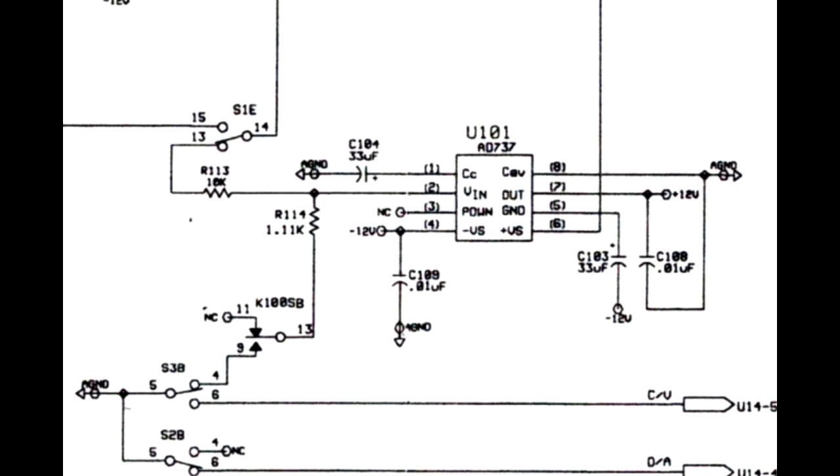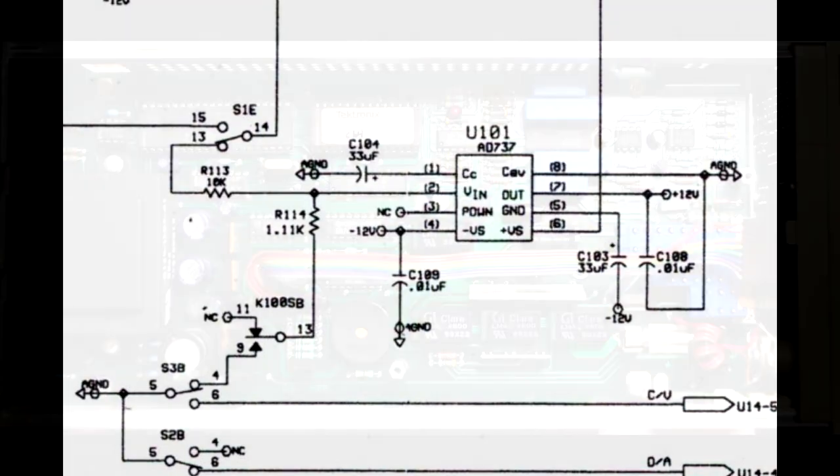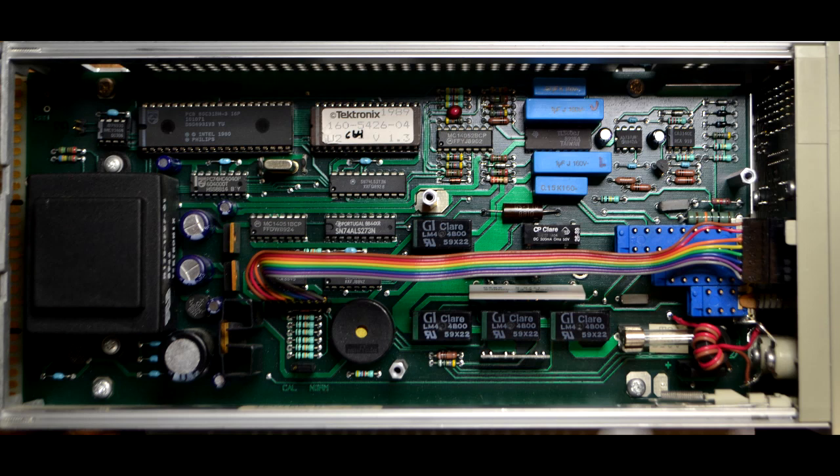The two 33 microfarad capacitors are critical to the operation of this circuit. One or both were leaky, so I replaced both in all three instruments. This cured the low AC reading problem. The problem of DC inaccuracy was much harder to find.